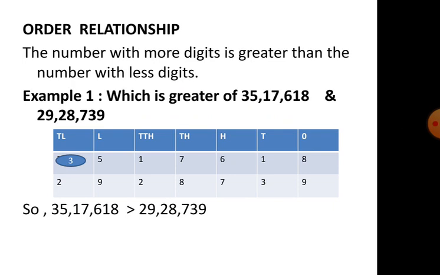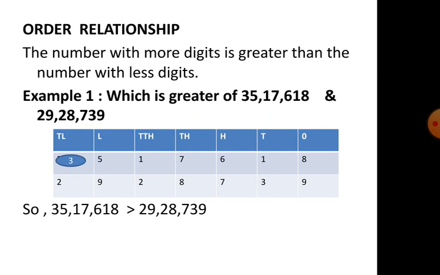One example is 35 lakhs 17,618, and next is 29 lakhs 28,739. But the number of digits is the same. So what we will do is make a place value chart. Here again we will place the numbers according to the place value chart.